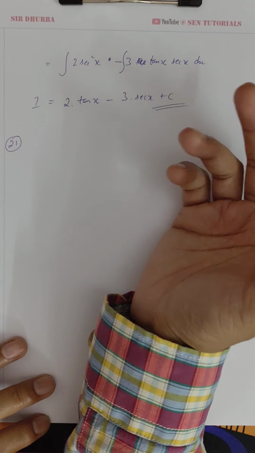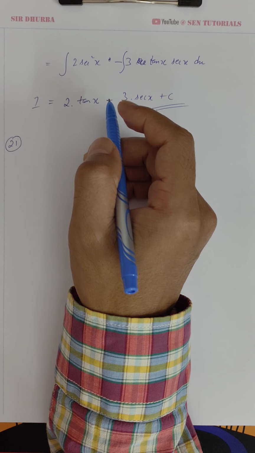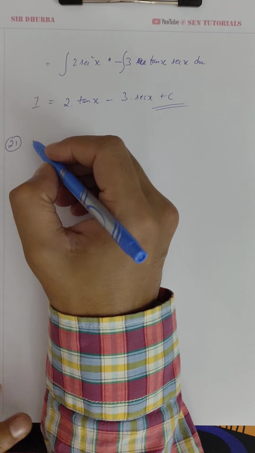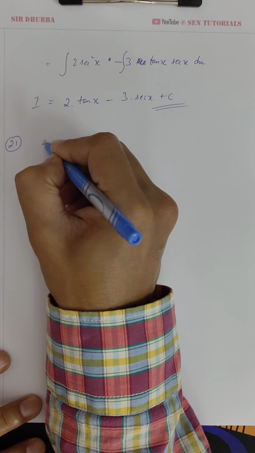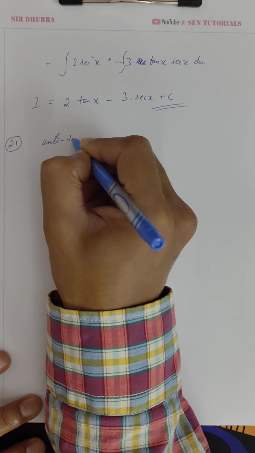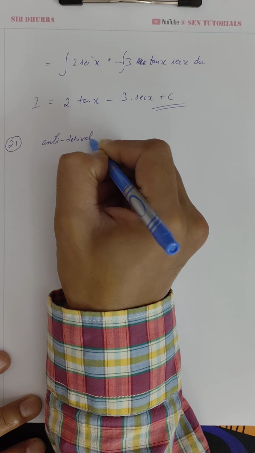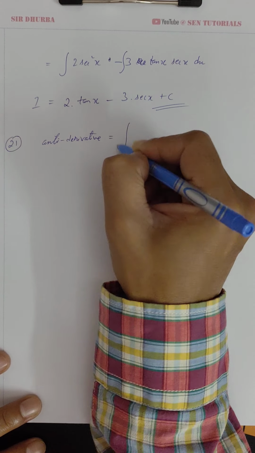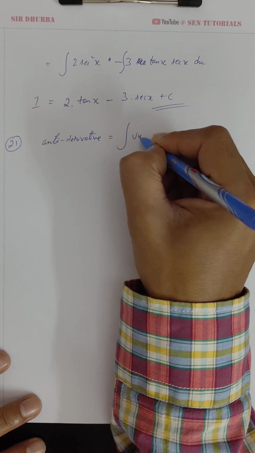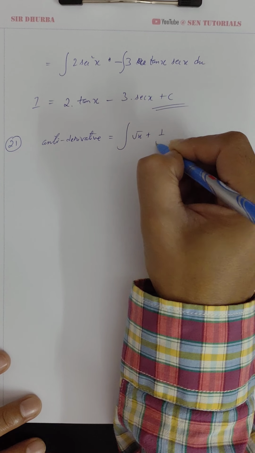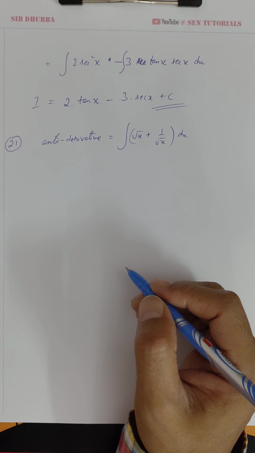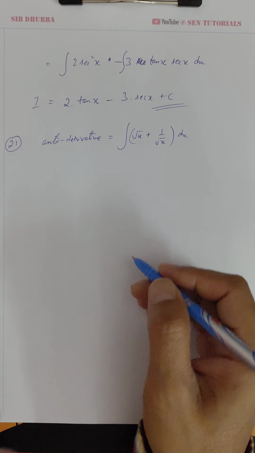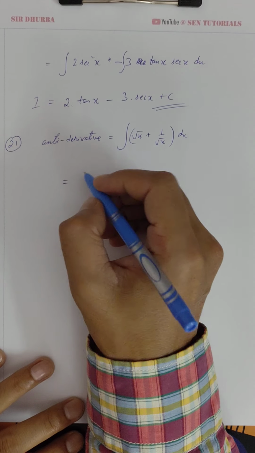21. The question is an MCQ that says, what is the antiderivative of root x plus 1 by root x? Antiderivative means, of course we are not going to do it by inspection method, so don't worry. They're just asking you directly what is the antiderivative. So antiderivative means integrate. Okay, not by inspection. I also don't like that, just kidding.